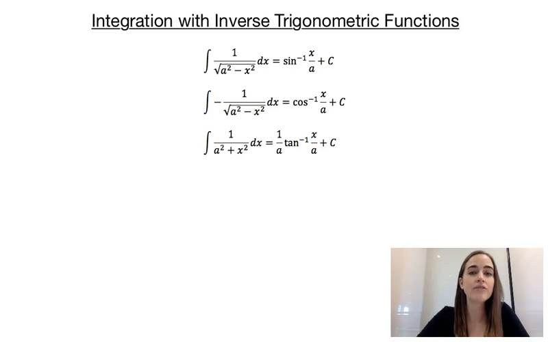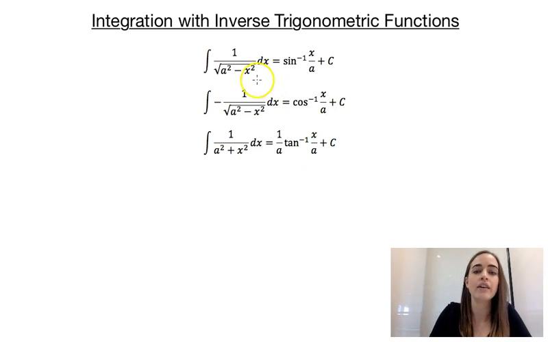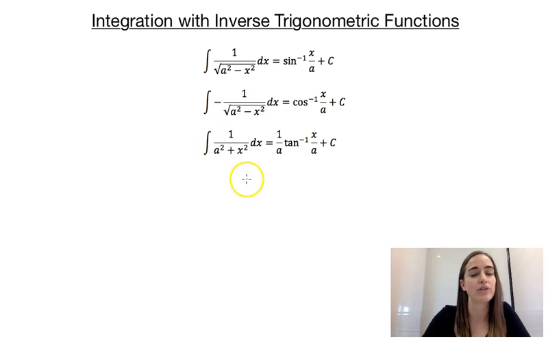In this video, I want to have a look at integration problems that involve inverse trig functions. So we've already had a look at differentiating. So integrating is obviously just going backwards. So if we're integrating this one, we end up with sine inverse. Integrating this gives us cos inverse, and integrating something that looks like this gives us our tan inverse.